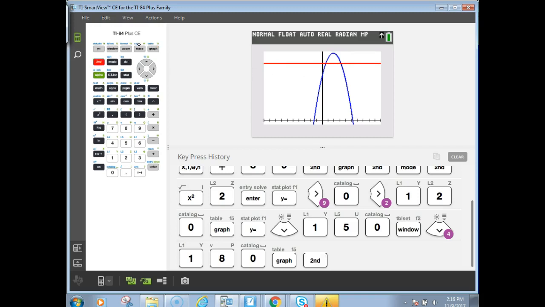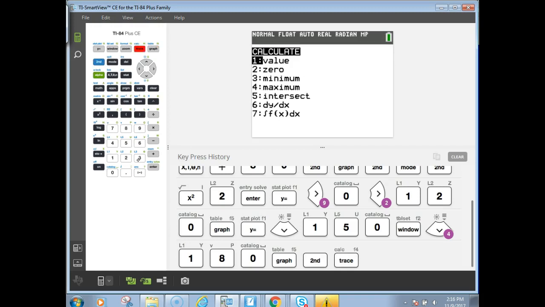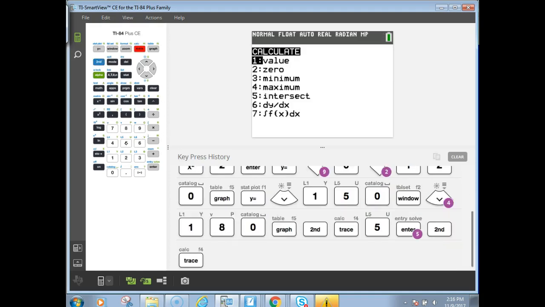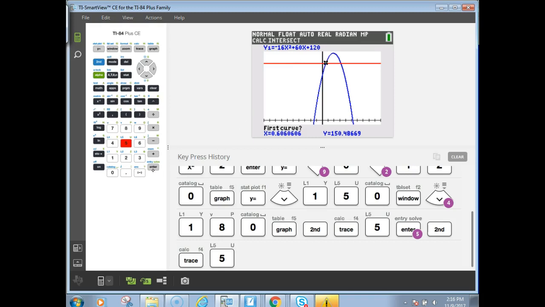So I'm going to second trace and calculate the intersection, choice 5. It's going to give you the first intersection. If you hit enter, enter, enter. Okay, I don't know what I just did, but I'm going to start over. Second trace, something didn't happen for me. Choice 5, telling me to put in the parabola, enter. Enter again to put in the line, enter. And then enter again to guess. Maybe I had it and I just didn't see it. 0.59 seconds was the first x-intercept.